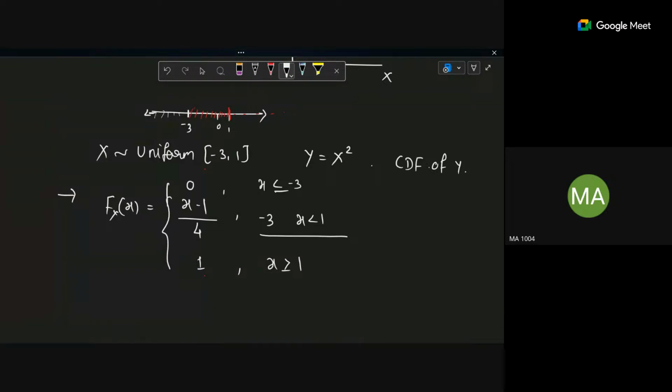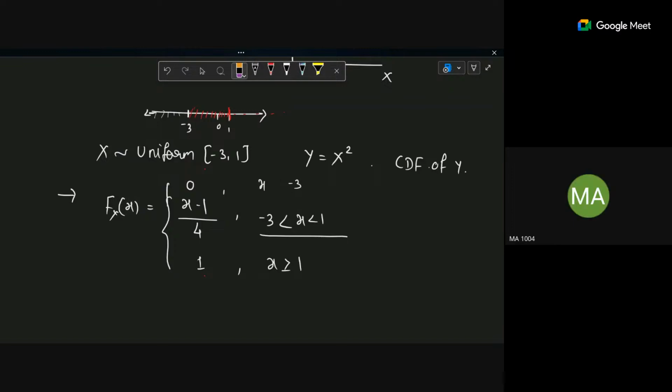X less or equal to minus 3, and like this. Because it is continuous, we can write anything. We have learned one thing: if your distribution is continuous, at a single point the probability is 0. So you should not skip any point and not repeat any point. That's the rule. Then that will be fine.